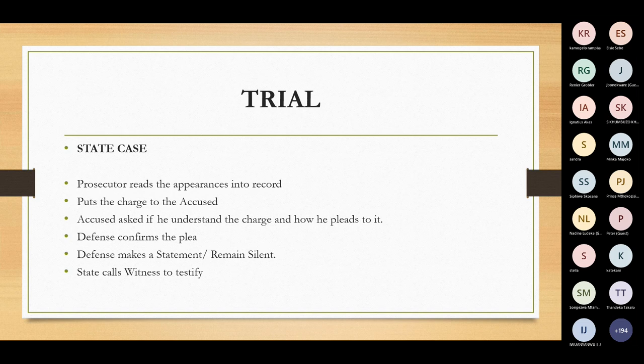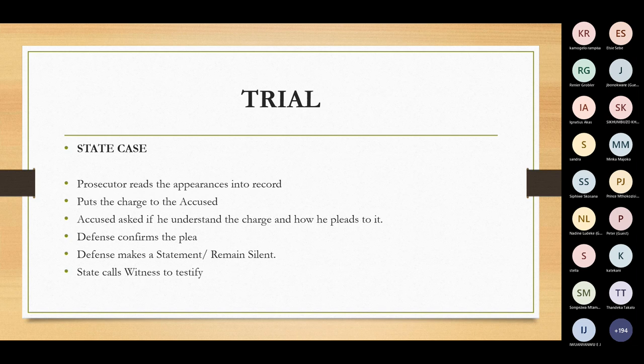As I've told you, it starts with the state putting the charge to the accused, and you will be asked, "How do you plead?" And the accused will then say, not guilty. This is how we enter a trial. Now you, as the defense lawyer, will also stand up and confirm your appearance and that indeed your instructions are that the accused is pleading not guilty.